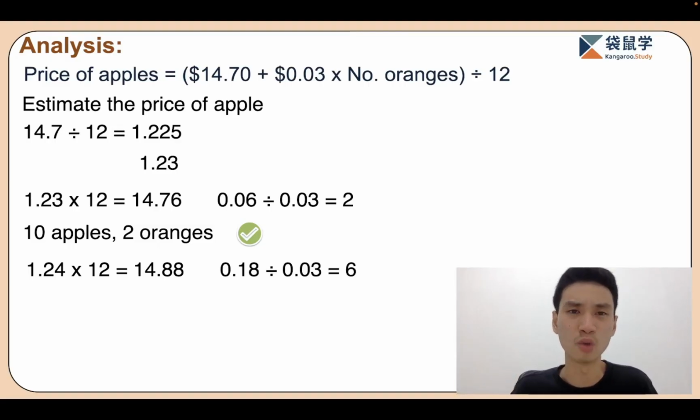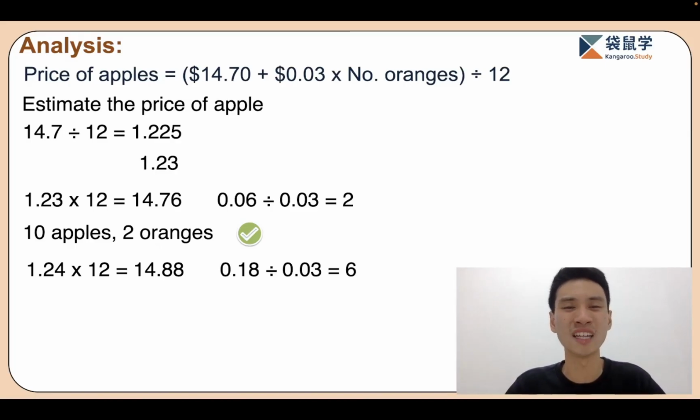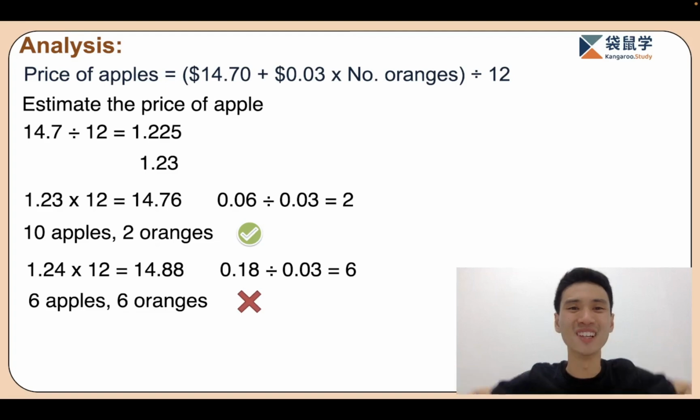Now, what does this number 6 represent? Just like in the previous example, it represents the number of oranges. So here we have how many? 6 oranges and 6 apples. Now, is this satisfying the conditions of the question? No. Why? Because we need more apples than oranges.